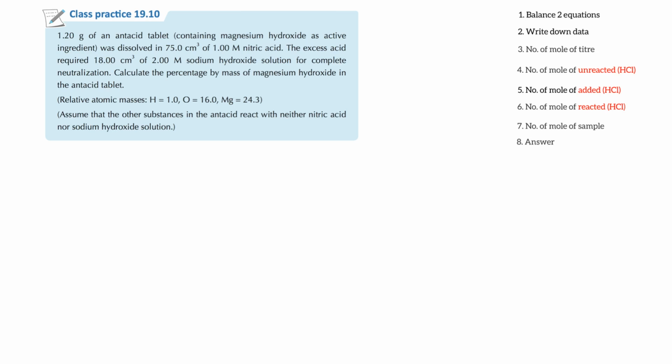Right here we have antacid tablets. We have magnesium hydroxide in it, and they will first be dissolved in nitric acid. You can see the known volume and known molarity, and the remaining acid will be directly titrated with the sodium hydroxide, and this is the result. We're going to find out the percentage by mass of magnesium. So the first step is the balanced equation. We have magnesium hydroxide together with nitric acid. Nitric acid will be HNO3.